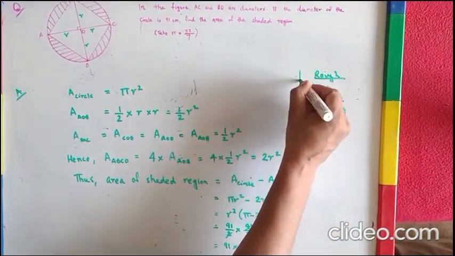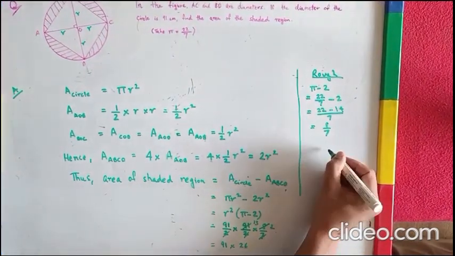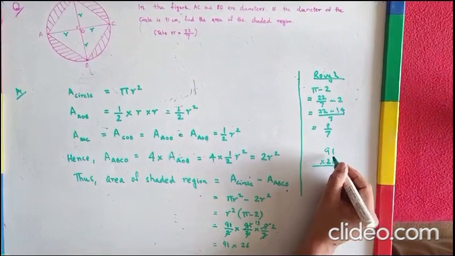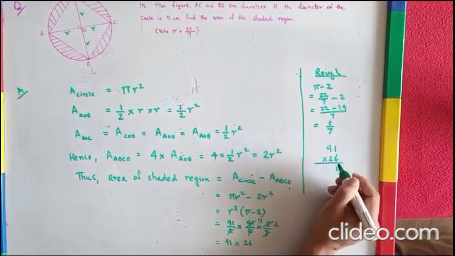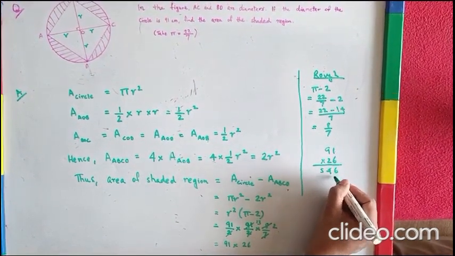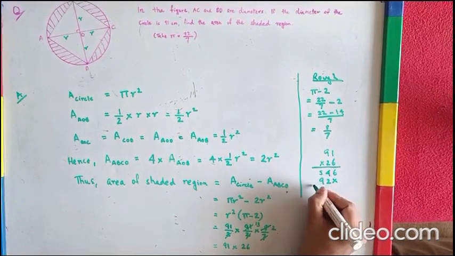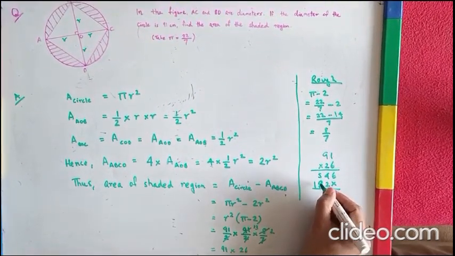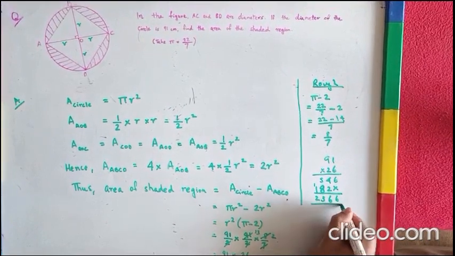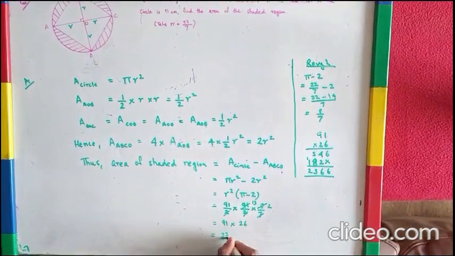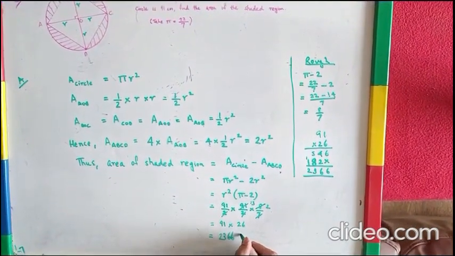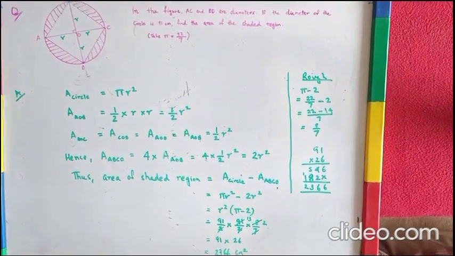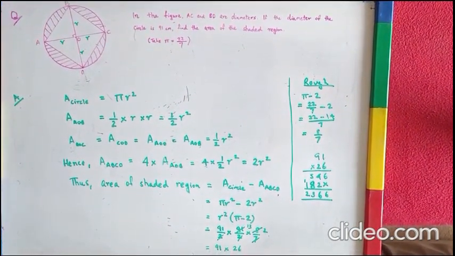So we can do some more rough work here, right? 91 into 26, what will that be equal to? 6, 54, right? 2 and 9, 18, I'm sorry, 18. Yeah, so 6, and so the answer to this question is 2366 centimeter squared.